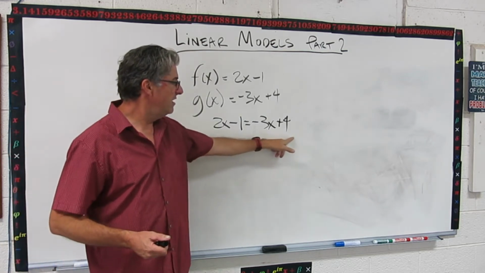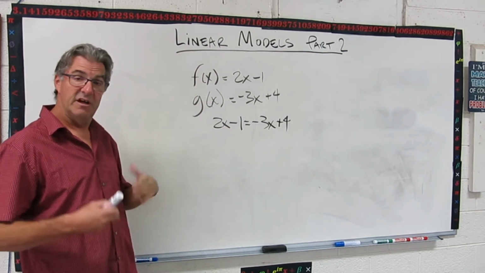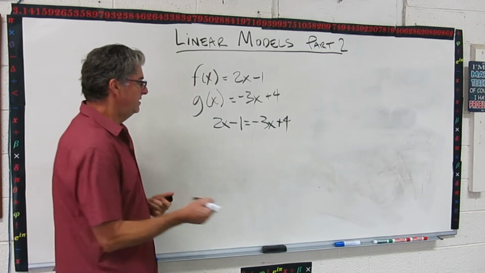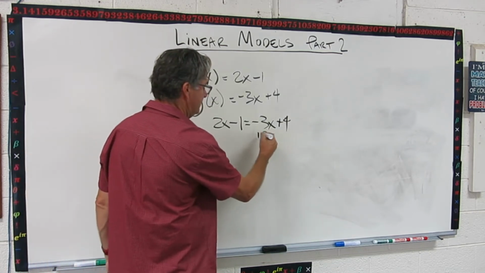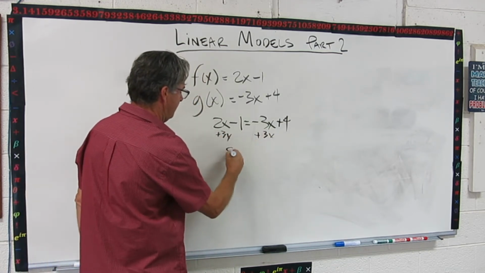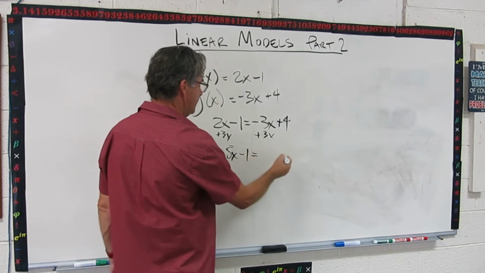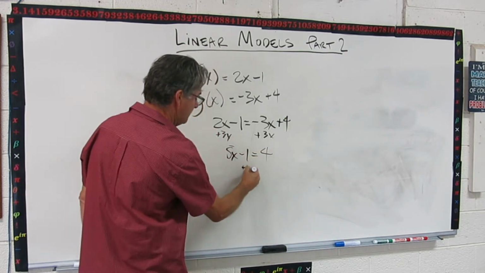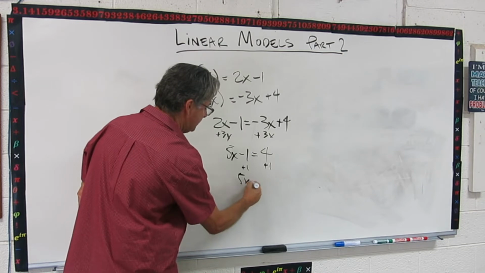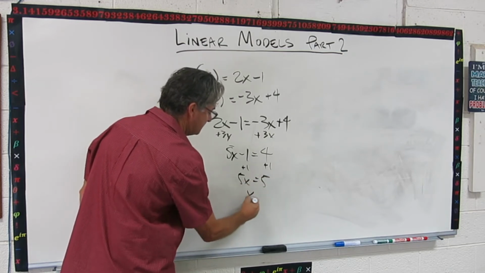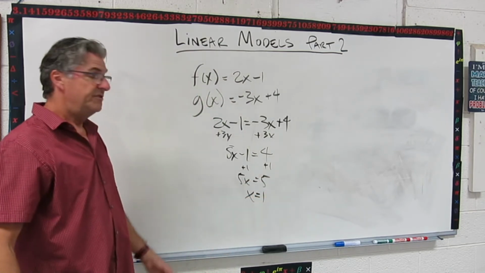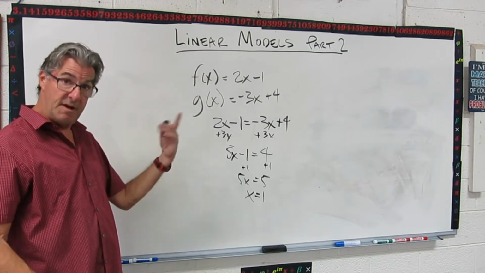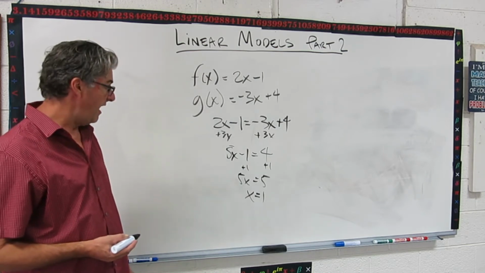So here we go. I set the functions equal to each other. Now I'm just going to solve this equation. I'm going to add 3x to both sides and get 5x minus 1 equals 4. Add 1 to both sides and get 5x equals 5. That gives me x equals 1. So that's the first coordinate of the point. And remember, that was our first coordinate on the graph.